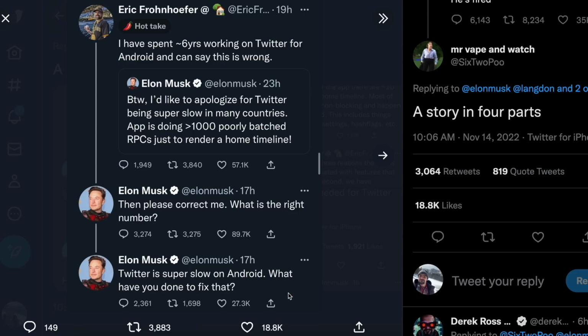So he's still thinking okay, the problem is there's too many RPC calls. Not is the problem something else? And Elon Musk also then says, "Twitter is super slow on Android. What have you done to fix that?" So he's kind of hinting at, hey, I'm going to fire you. I mean, that's sort of the way that I took it before I even knew that the guy was fired.